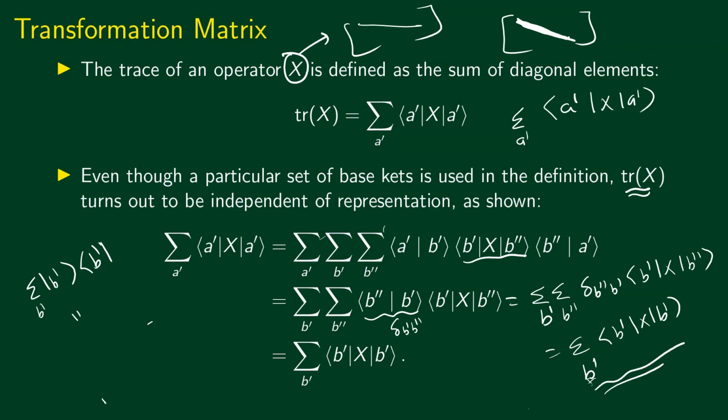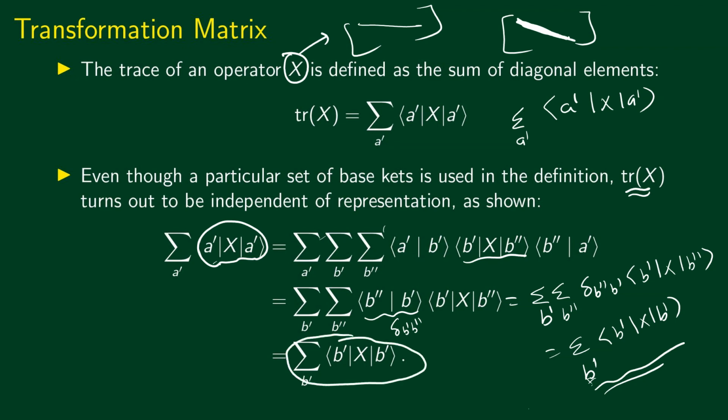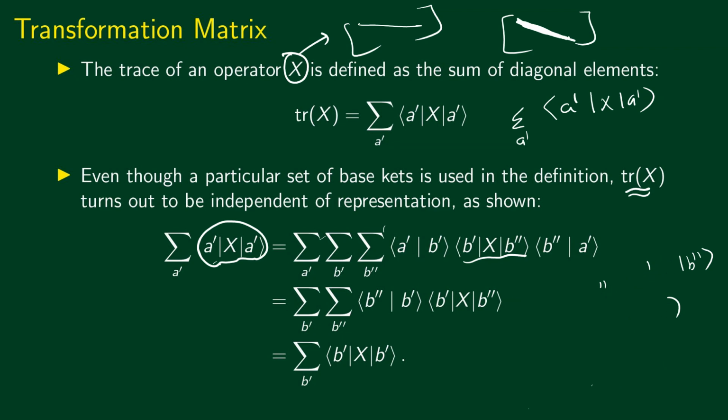So we started with the trace of X. We started with the trace of the matrix that represents X in the A basis, or in the A representation, right? And we have shown that this is equal to the trace of the matrix that represents X in the B basis. The trace remains unchanged when you go from one basis to another. That's what we have shown here, right? So trace X turns out to be independent of representation. So trace is something independent of representation.